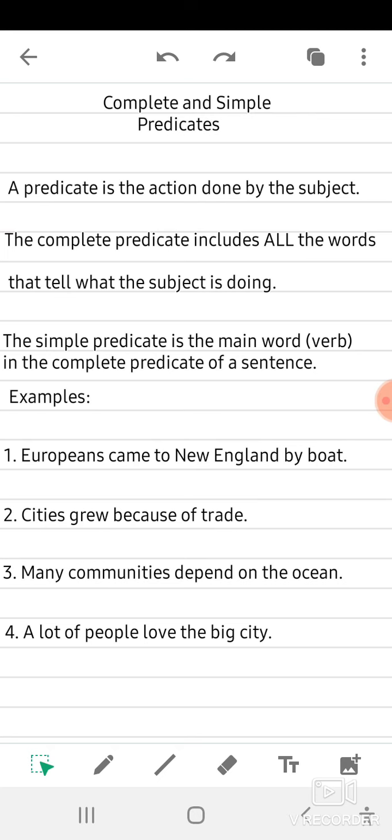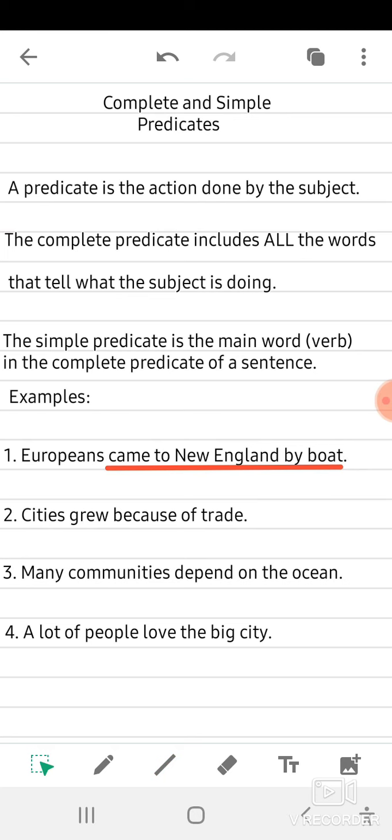What did Europeans do? So, they came to New England by boat. So, all this is going to be the complete predicate, right? They came to New England by boat. So, I included all these words over here because that's where the verb starts. So, in this case, I'm going to take all these words.